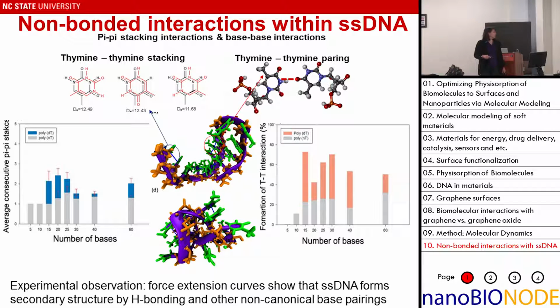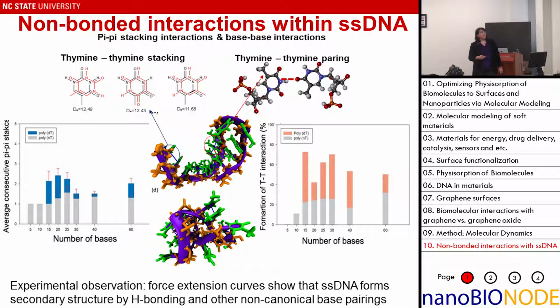For some reason, my screen, I think, is a little bit bigger. So this is the average number of pi stacks, and I only show here the blue lines, so disregard this part. So here we see that basically up to 15 bases long, we don't have a consecutive pi stack. After this, we have some consecutive pi stacks. And if we're looking at thymine-thymine interactions, again, it's a wobble base pair, right? So it can change the conformation. Again, up to 15 bases, we don't see much of this thymine base pairing. And after that, we have a certain amount of base pairing.